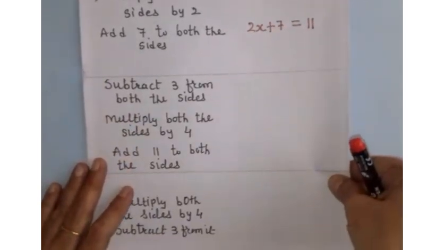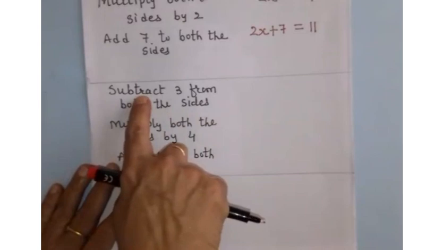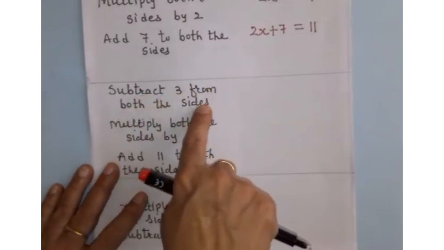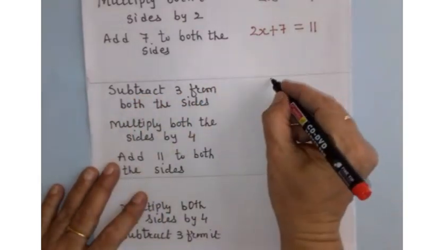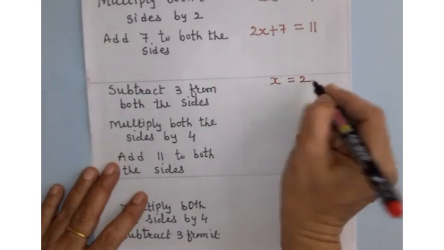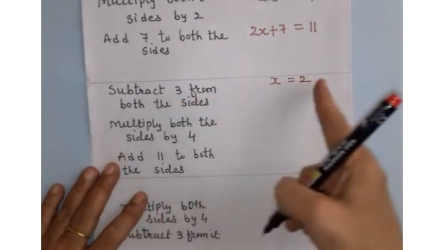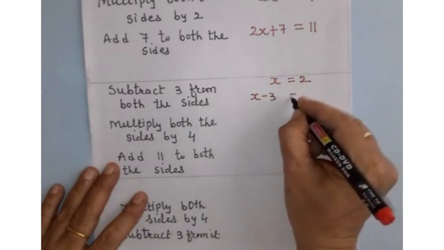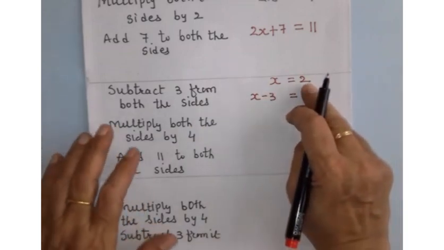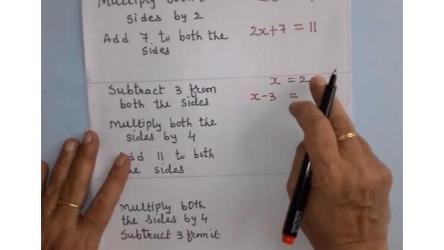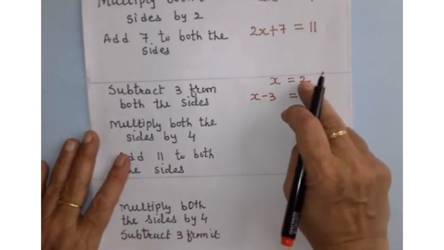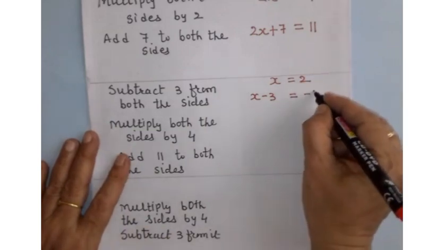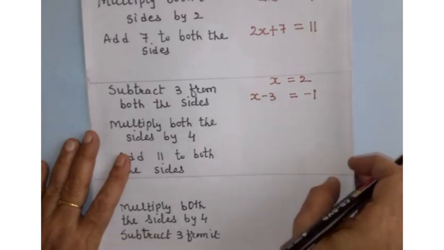Now the next is subtract 3 from both the sides. So again I will write x is equal to 2. Now subtract 3 from both the sides. So x minus 3 is equal to, if I subtract 3 from 2, I will get minus 1. Understand? Clear?